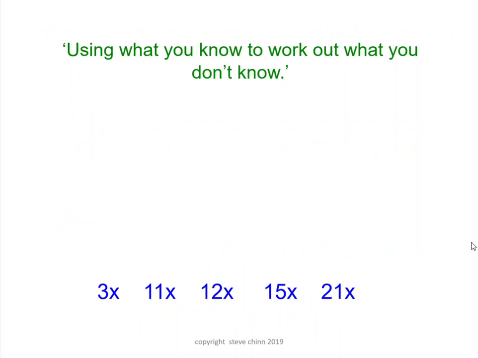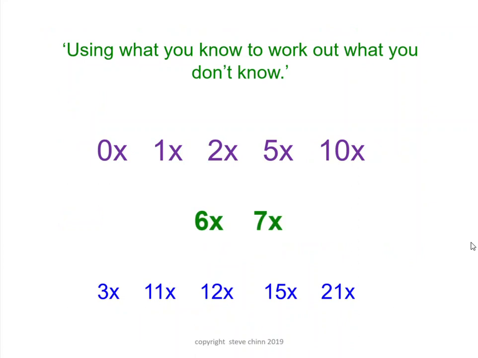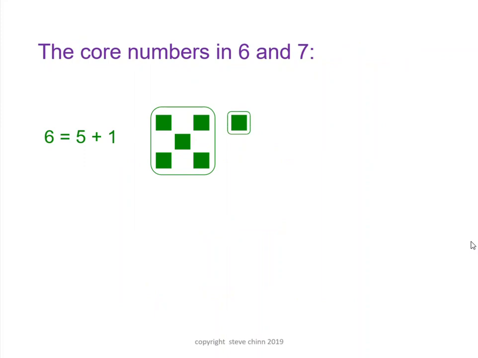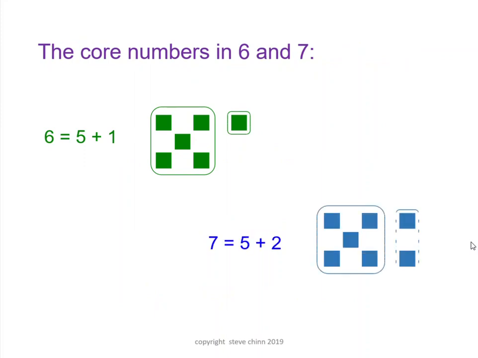Using what you know to work out what you don't know, you can use this method to work out all these facts as well, using again the core facts. I'm just going to give you a couple of examples, 6 times, 7 times, to show you how this works out. So 6, you've got to recognise the core numbers in 6. Well, they're 5 plus 1. Those are the core numbers, 5 plus 1. And 7, you might work out for yourself, is 5 plus 2. So those are the core numbers.